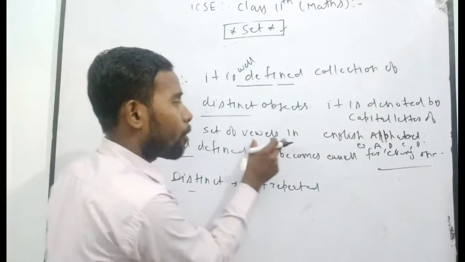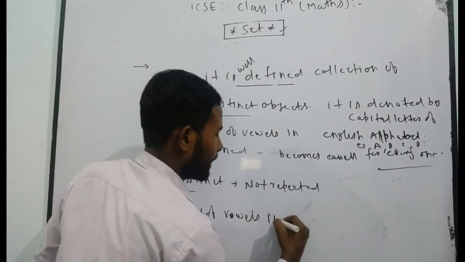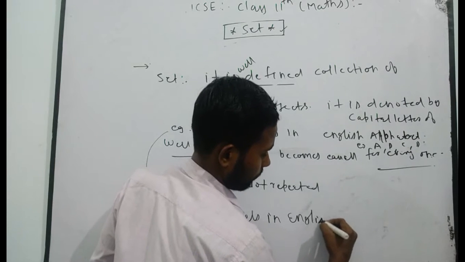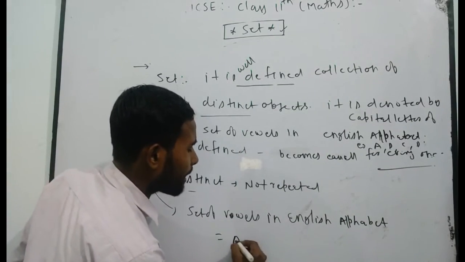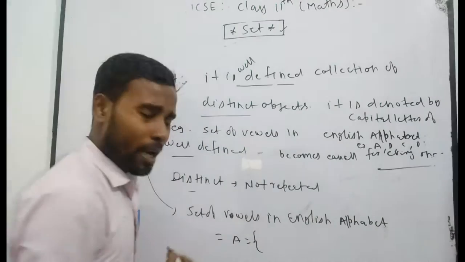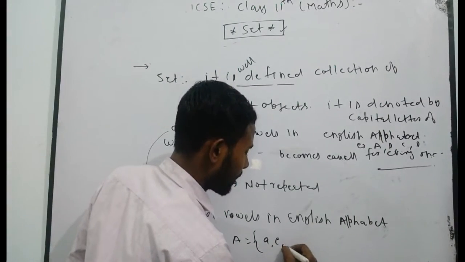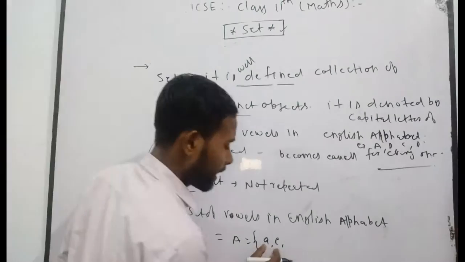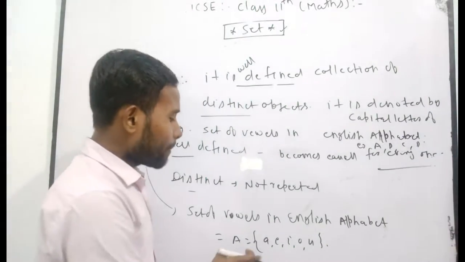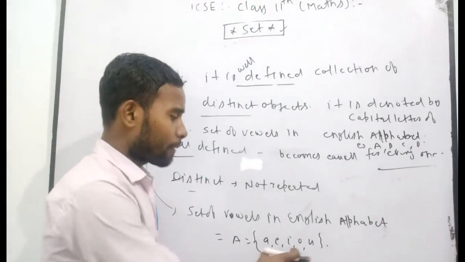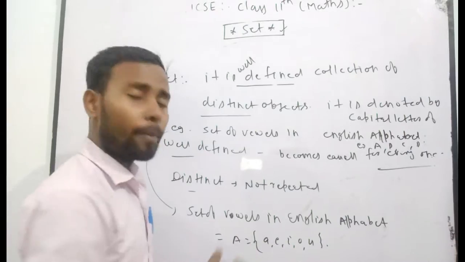Now, here I have taken an example, a set of vowels in the English alphabet. Suppose that this set will be A. In that case, which members come in this set? Definitely you will write small a, e, i, o, u. There are five vowels. So, I have taken these five members of this set, because there is mentioned set of vowels. As you know, in the English alphabet there are mainly five vowels.